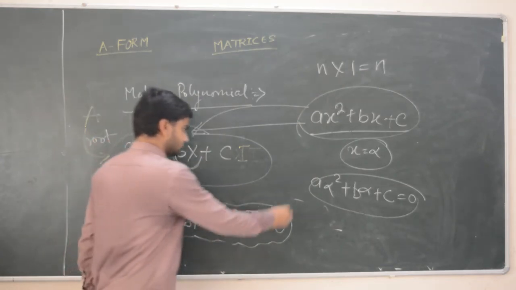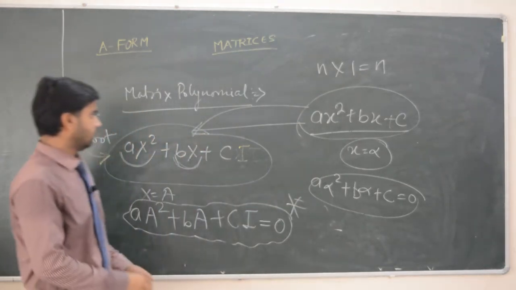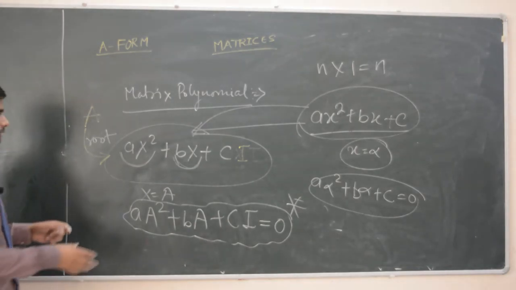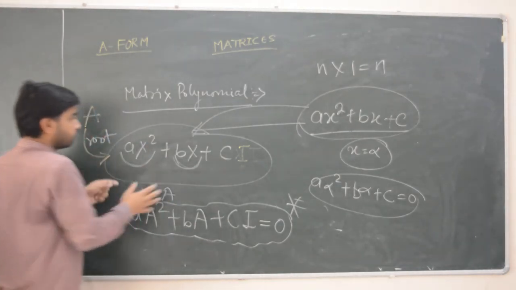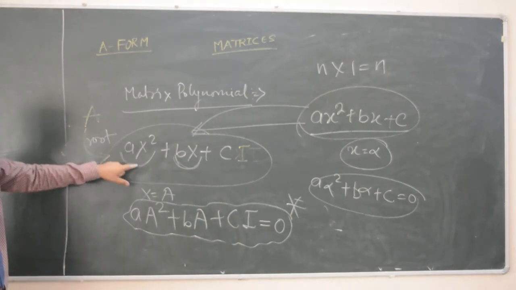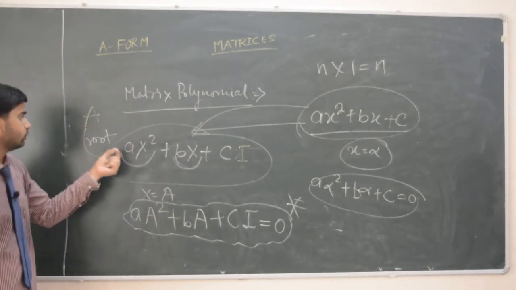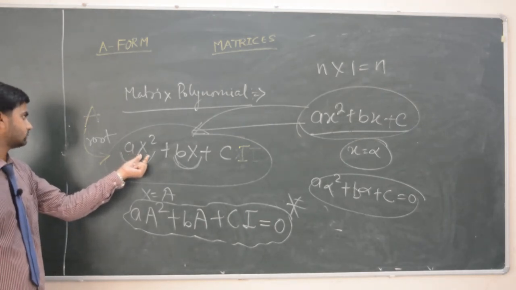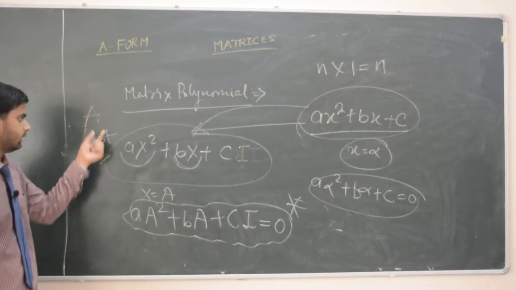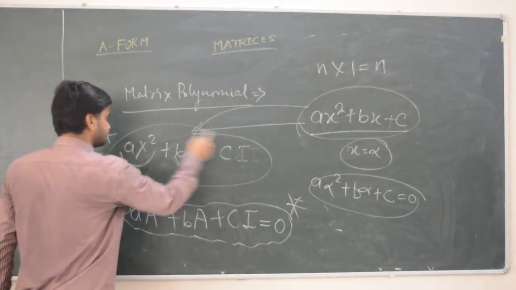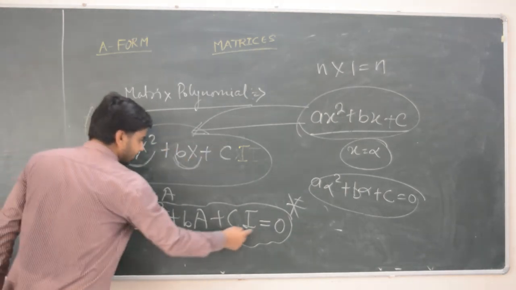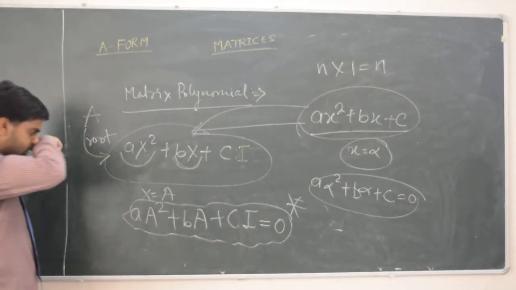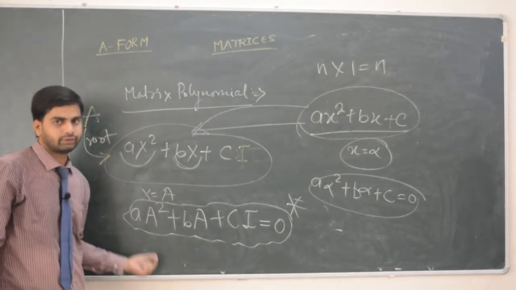So this is the concept of a matrix polynomial. If it is given that this is a matrix polynomial and we are asked to prove that A is a root of it, we will put the value A in place of X, and if the whole expression A square plus BA plus CI becomes 0, then we can say that X equal to A is a root of this polynomial.